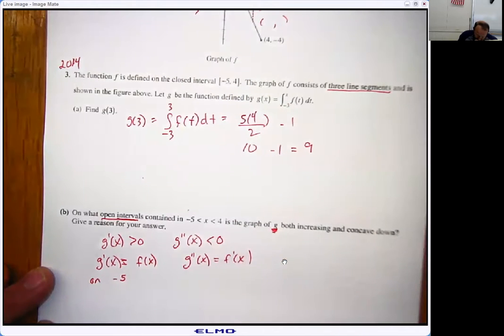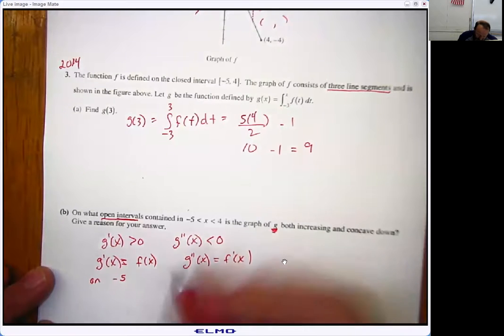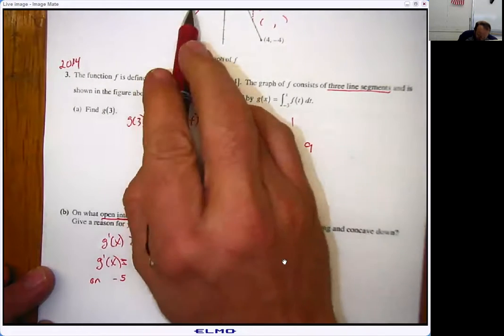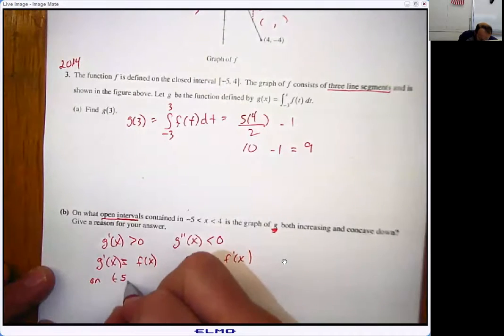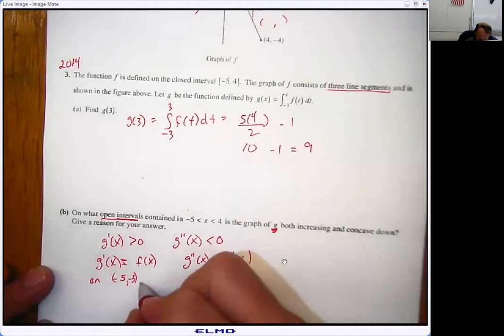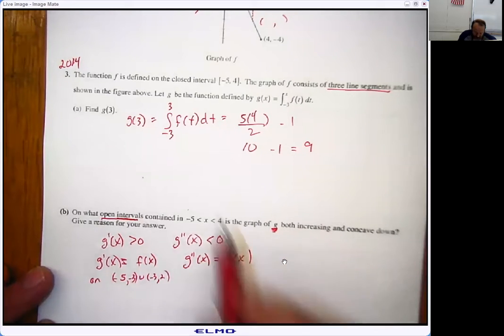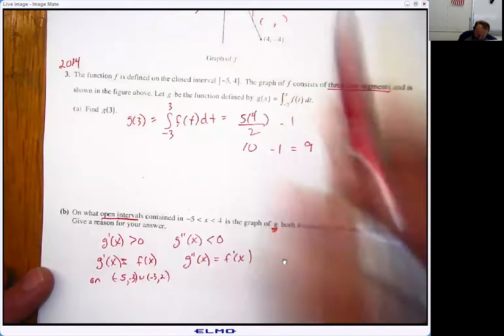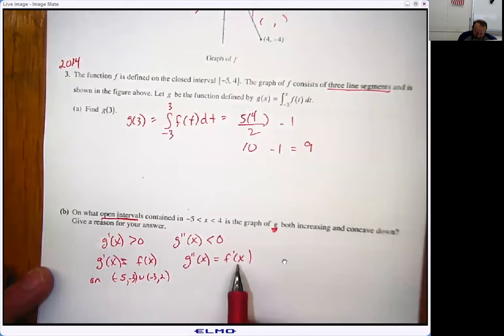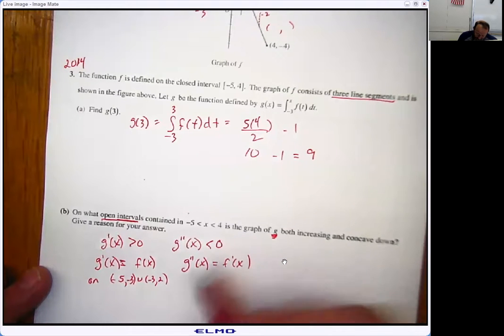Well, I have to be a little bit careful because it actually would be positive on -5 to -3. Also positive from -3 to 2, because of course it wasn't actually positive at -3. And then the question is, when is f prime negative? In other words, when is the slope negative?